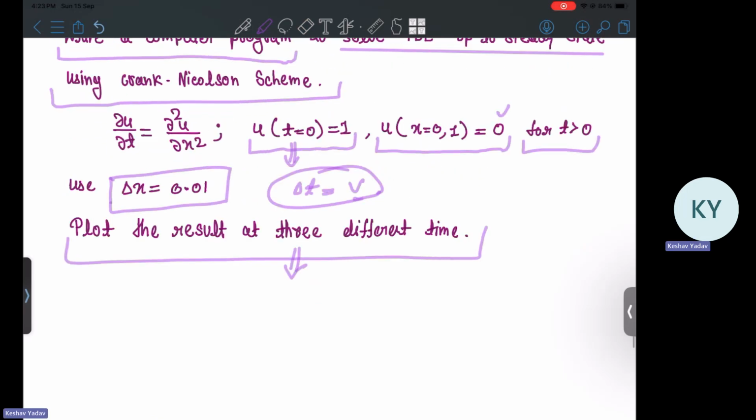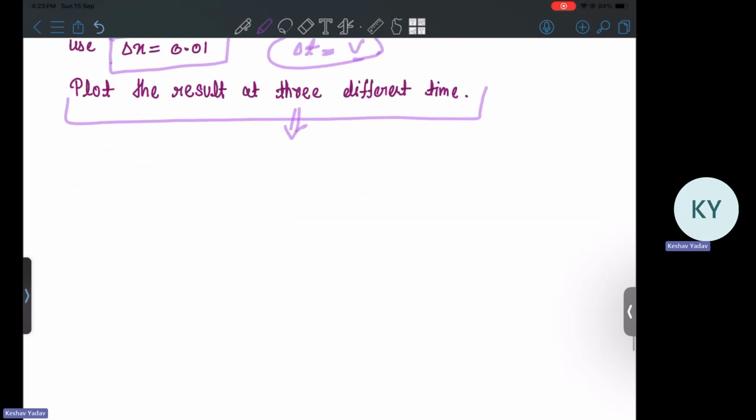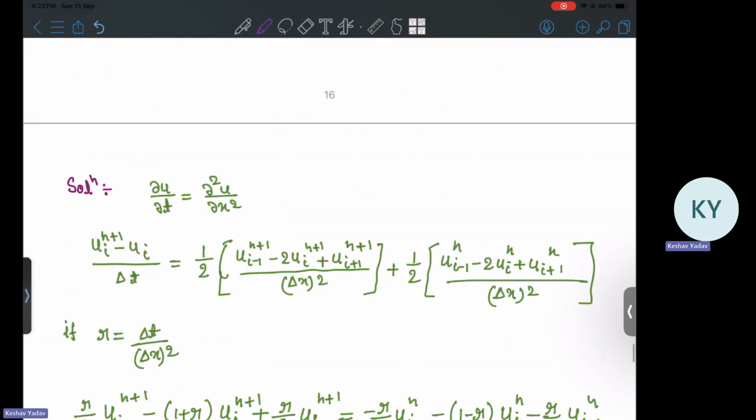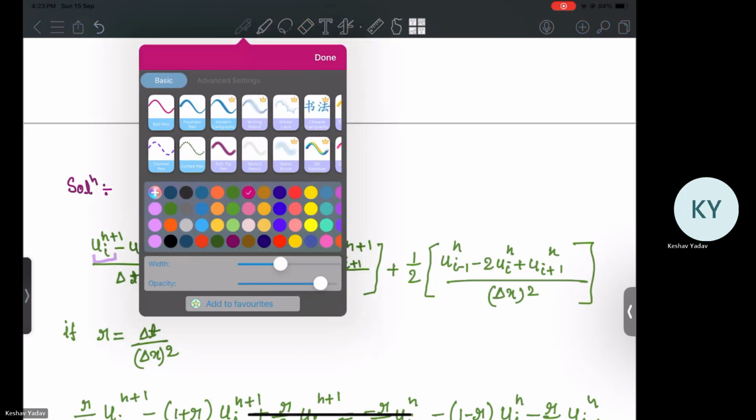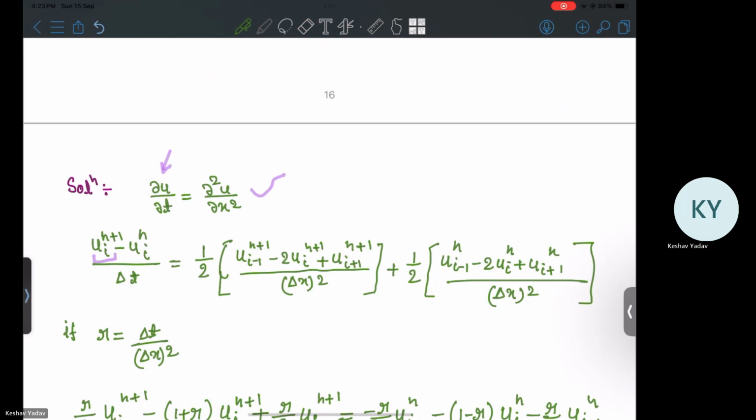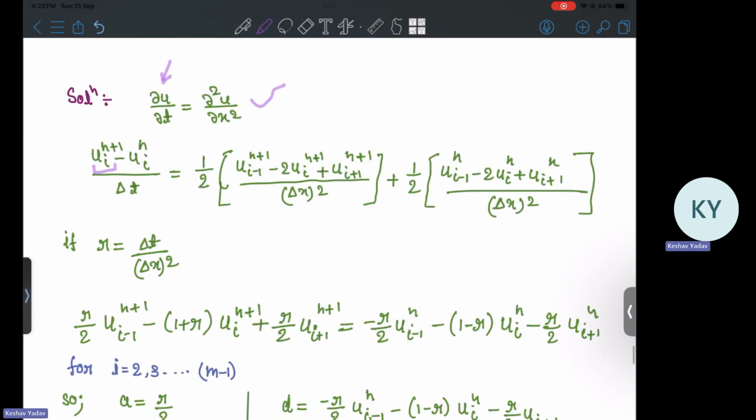First, I need to write the difference equation for this. Then that difference equation I will solve using the TDMA. Okay, so this is the expression we have. This time derivative can be written as forward in time, u_i at n plus 1 minus u_i at nth, that will be equal to 1 by 2 central difference at n plus 1 plus 1 by 2 central difference at nth, since we are using the Crank-Nicolson method.